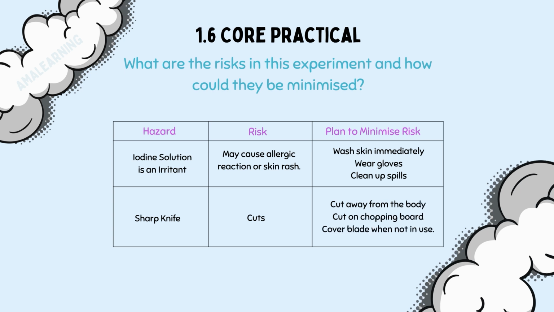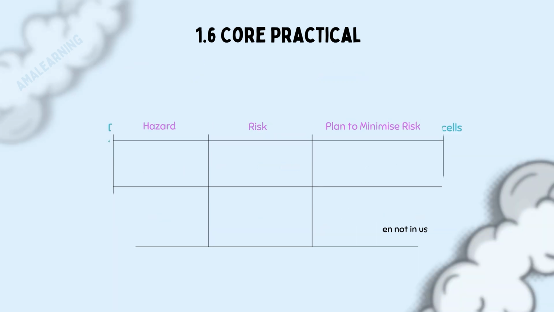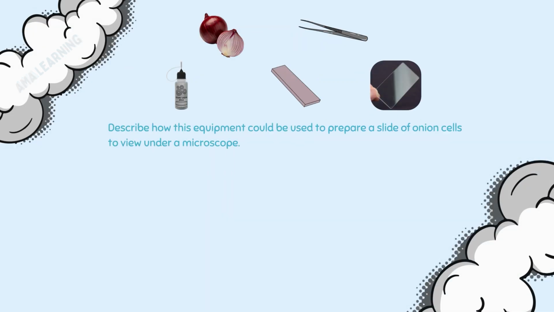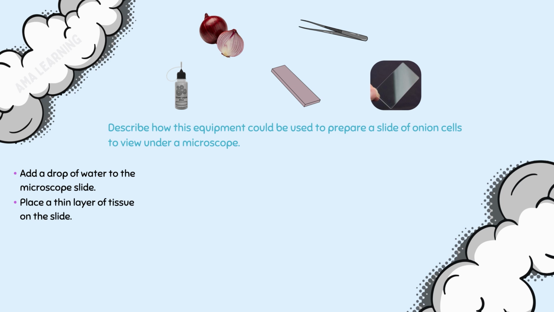Let's apply what we've learned to this past paper style question and then compare it to the mark scheme. Based on what we've learned, we would write, add a drop of water to the microscope slide, place a thin layer of tissue on the slide. Now in this case, this is referring to the onion cell tissue. Stain the tissue with a couple of drops of iodine solution and finally place the cover slip on top.